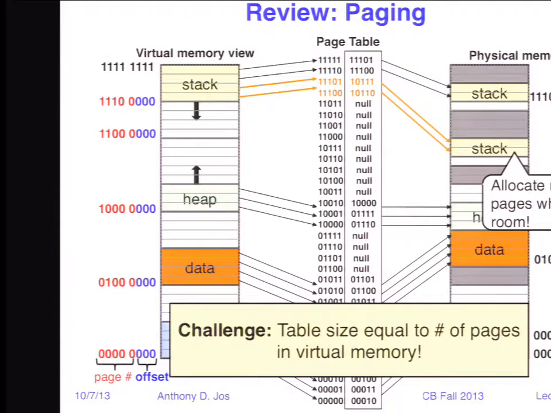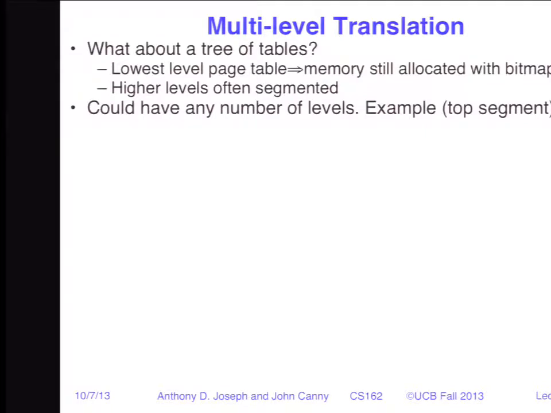Any other questions? Okay. So let's look at multi-level translation. The idea here is, rather than just have a single allocation scheme like segments or pages, why not have multiple? We can do one, we can do multiple. So we can build a tree of tables, basically. The lowest layer could be a page table. The advantage of doing this at the lowest layer is pages are a nice, easy unit of allocation. And then higher levels could be segmented, right? That's one scheme, to have segments at the top level, pages at the next level. But in reality, we could have an arbitrary number of levels.